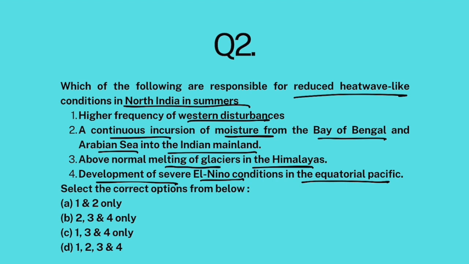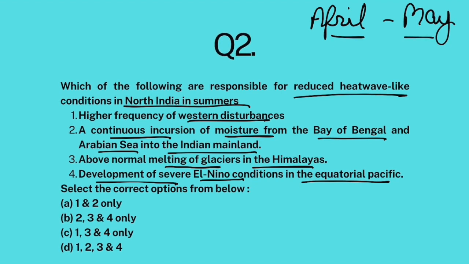Okay. So now this year, many people predicted that summers are going to be unusually hot. There are going to be frequent episodes of heat wave, especially during the months of April and May.